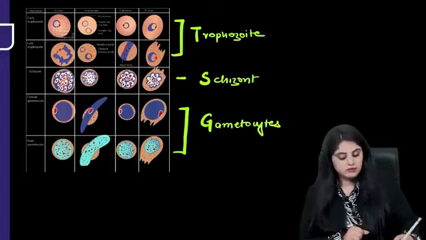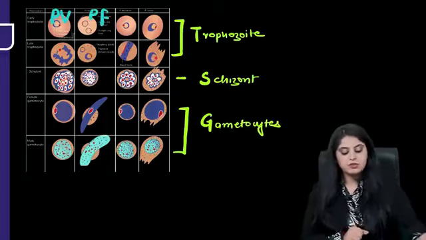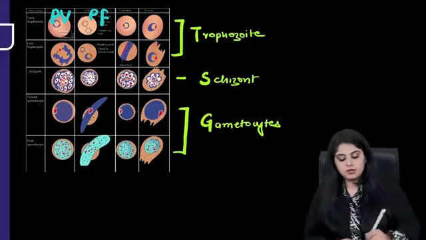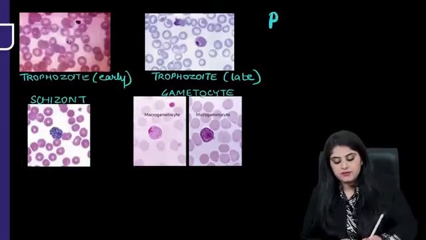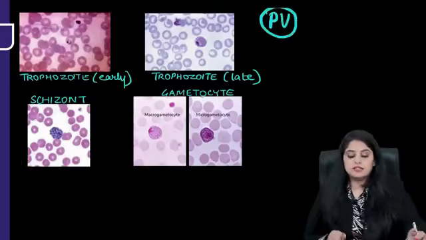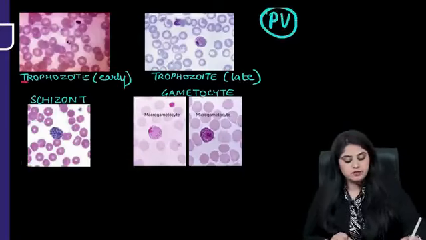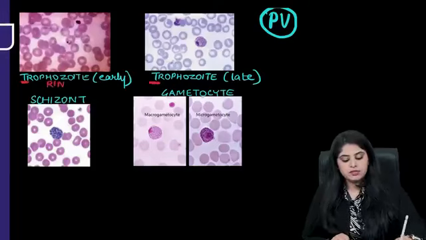So, let's look together, we are mainly concerned with this row. Plasmodium vivax and Plasmodium falciparum. Let us see how the Plasmodium vivax looks like as TSG. Let us start with the trophozoite. This is nothing but a ring form. Trophozoite is nothing but a ring form.